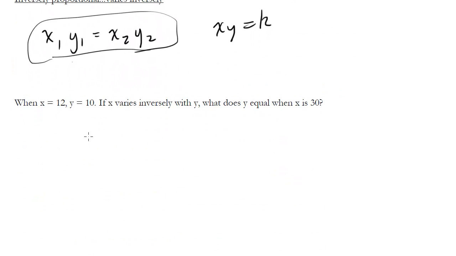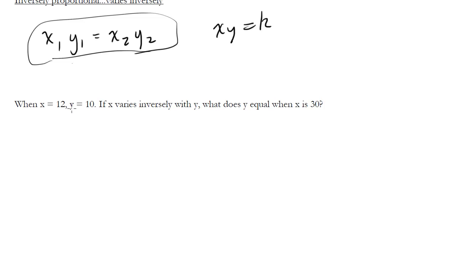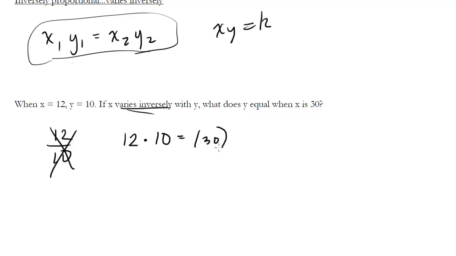Let's do an example of inversely proportional. When x equals 12, y equals 10. If x varies inversely with y, what does y equal when x is 30? Well, let's set it up. Now, you don't want to do 12 over 10 because that's directly. We want to do inversely or indirectly proportional. So x1 is 12 times y1 is 10. What does y equal when x is 30? So x is 30, and we're looking for y. So there's our setup. You can imagine this is y2.